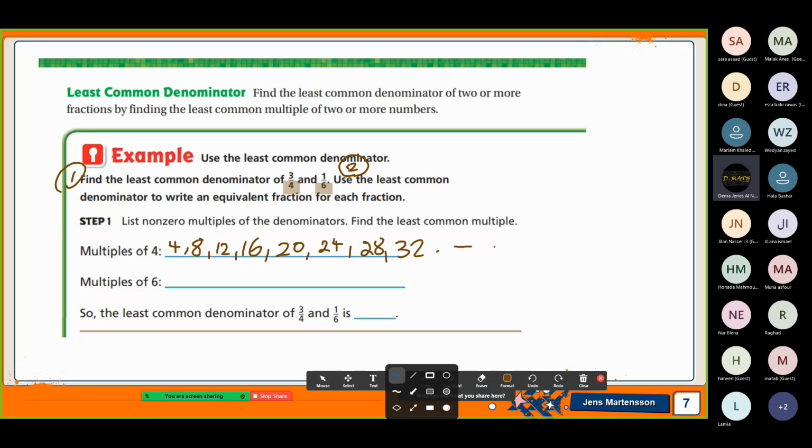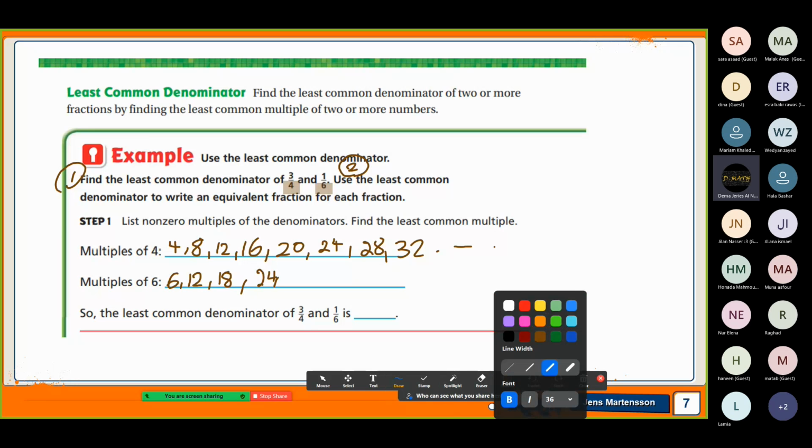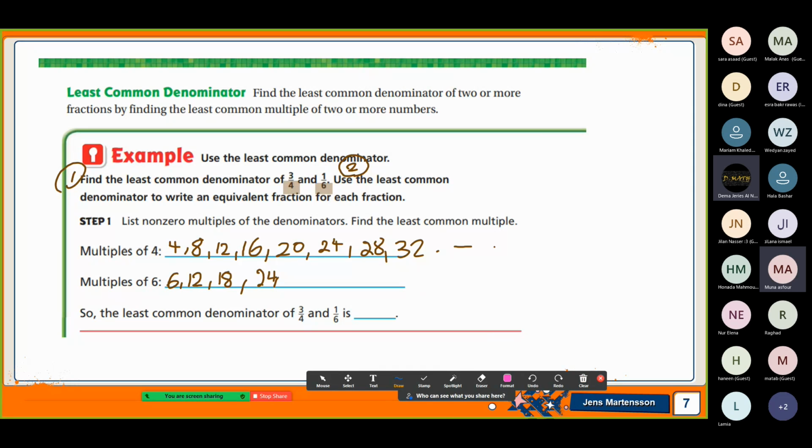What about 6? 6, 12, 18, 24. Now see, girls, when you write them, did you find any of them that are common? Up to here, 12 and 24. But first I want you to find the least common. We have 12 and we have 24, but what is the least one? The 12. So I will choose the 12. So what is the least common denominator?